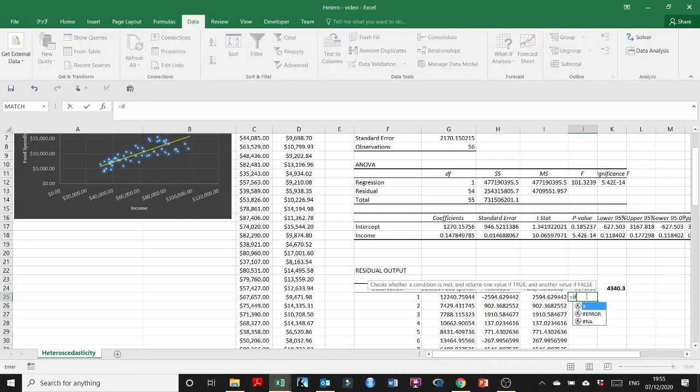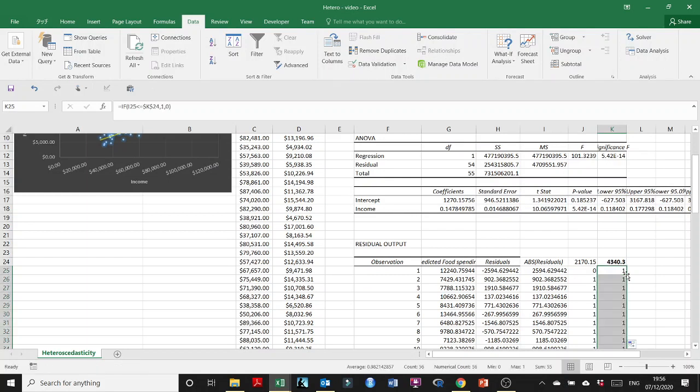And over here we're just going to do: if this value is less than or equal to this value, return 1, else return 0. This means that if the residual point is within that bound, within one standard error, return 1, else return 0. So that when we sum it, we can get the sum of all the values that satisfy the condition, and then we can divide over the number of cells, or the total number of the population, and then we can find out the percentage.